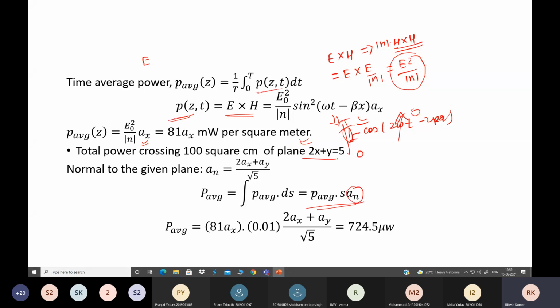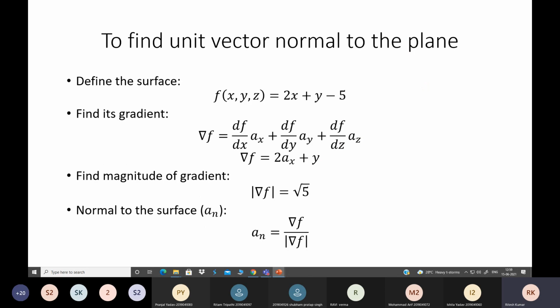Now what is our plane? This is 2x plus y is equal to 5. So see how to find the unit normal to the plane. This is our plane, so bring all the terms to one side or make the right hand side 0. So we can write 2x plus y minus 5 is equal to 0. Now this is assumed as a function of x, y and z. So we define a surface f(x, y, z), function of x, y and z, that is 2x plus y minus 5. Now take the gradient of this.